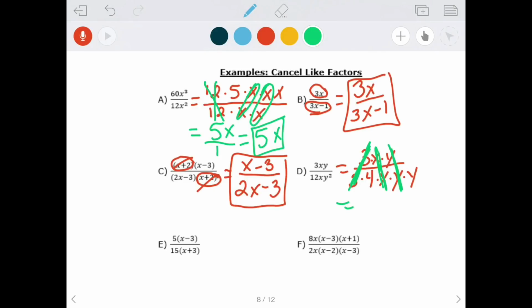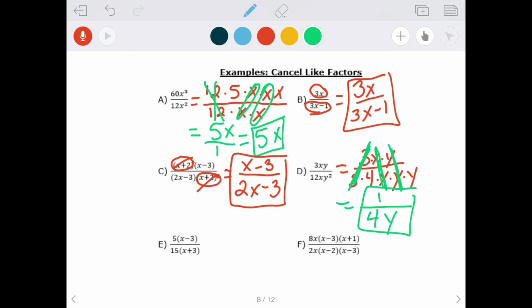Now, since everything is canceled on top, that doesn't mean that's 0. Remember, that is 1. Since we've reduced, we're basically dividing. So what is left there is a factor of 1 in the numerator. And then what's left on the bottom is 4 times y, or just 4y.